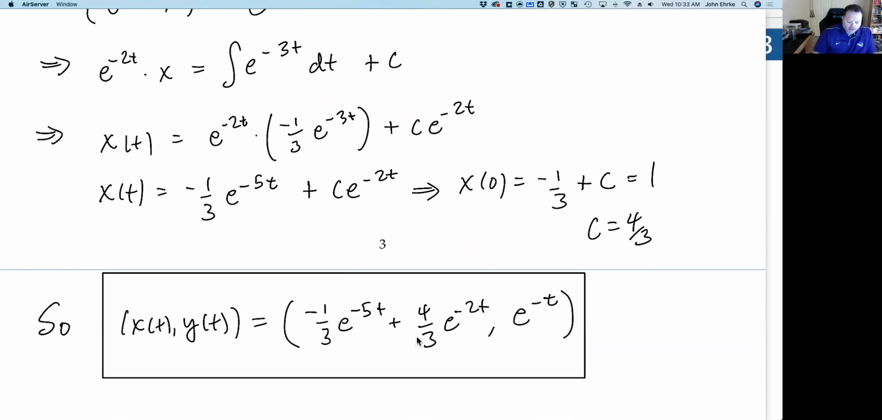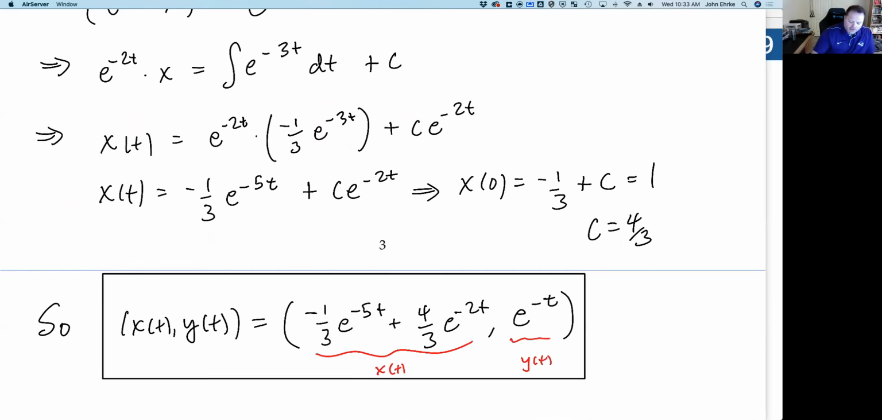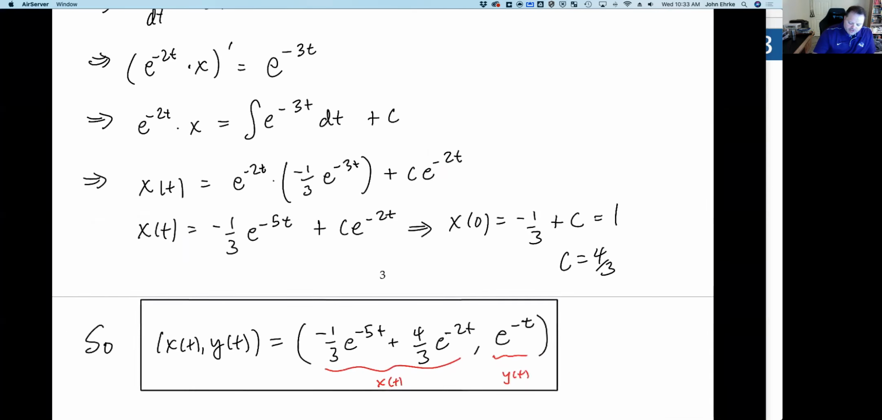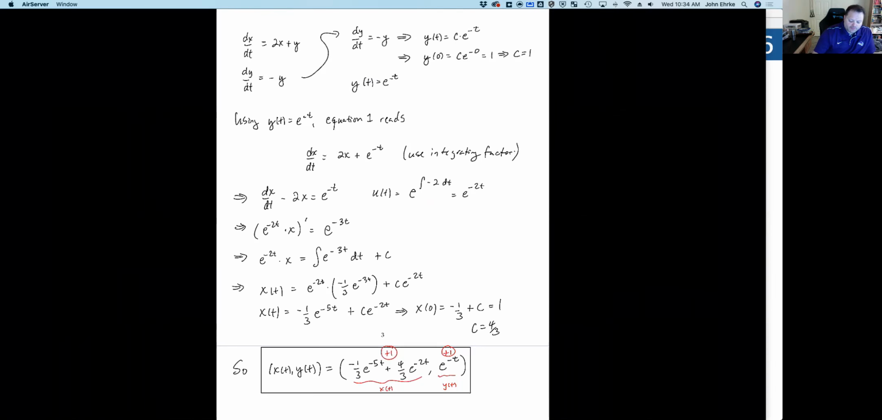So it's a moving point. This is the x value of the point over time, and this is the y value of the point over time. So here's what I would suggest. This is worth 2 points. I would suggest you give yourself 1 point of credit if you correctly identified the y coordinate, and another point of credit if you correctly identified the x coordinate. So 2 points on that problem.